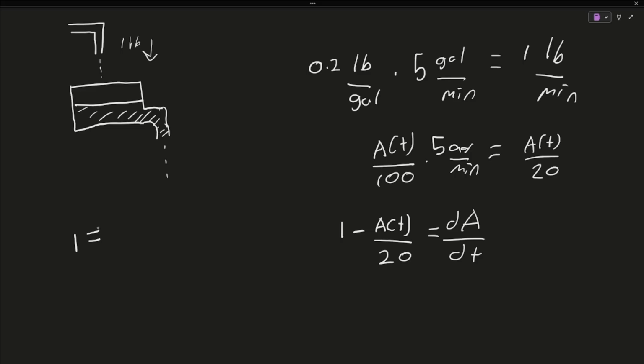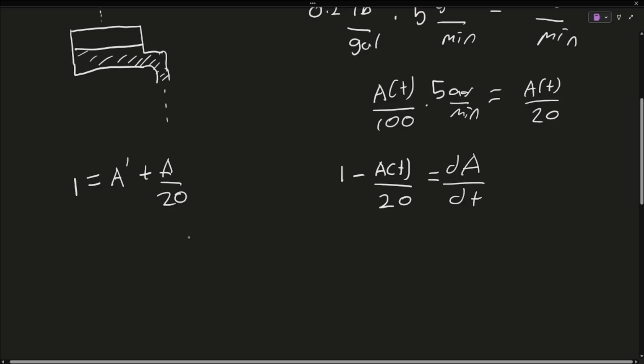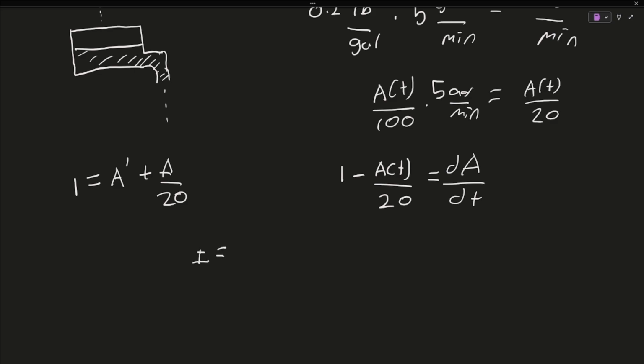So first, I'm going to rearrange this differential equation, and let's say a prime plus a over 20 equals... Okay, this is our differential equation. We can say that 1 over 20 is going to be our coefficient function, and our integrating factor I of t will be e to the integral of 1 over 20 dt. So our integrating factor will be e to the t over 20.